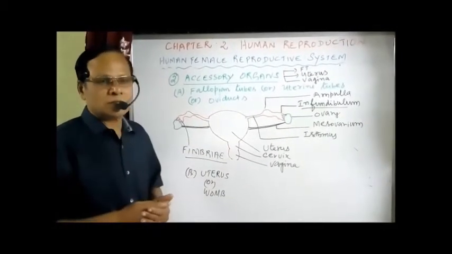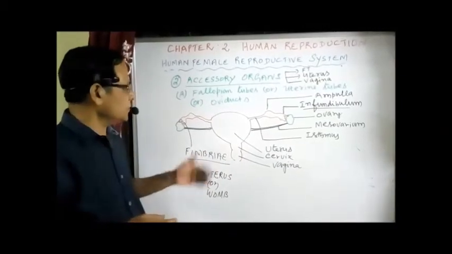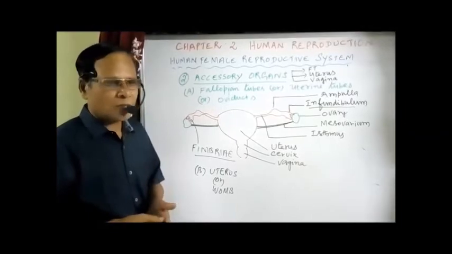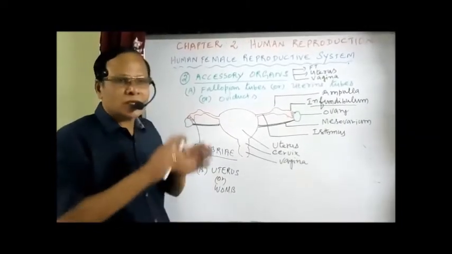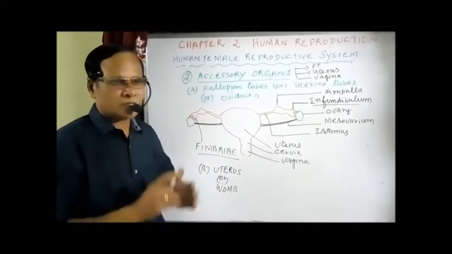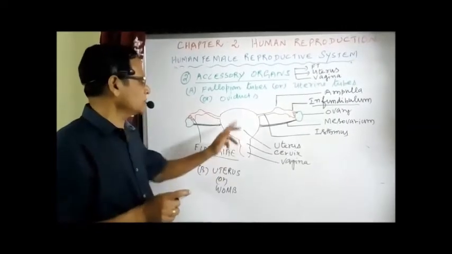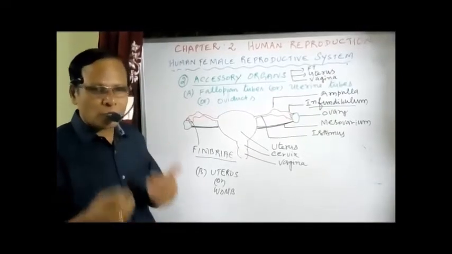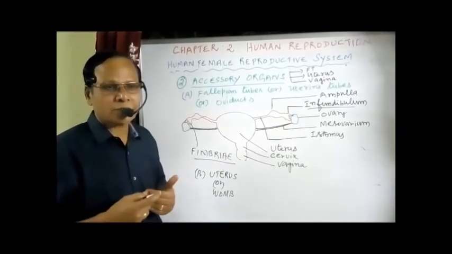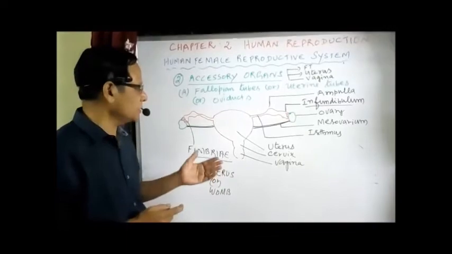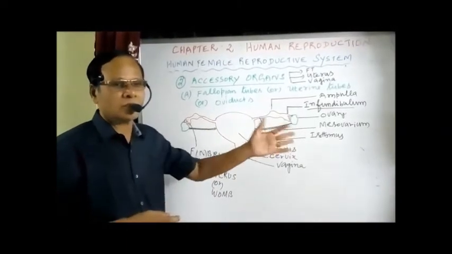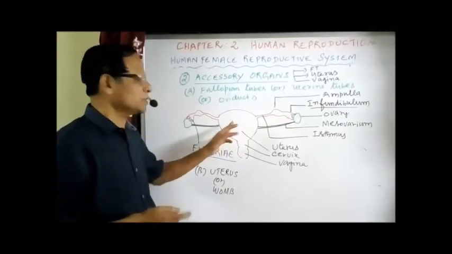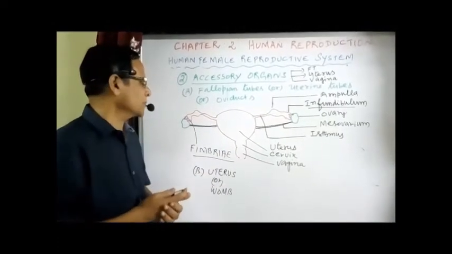So I repeat once again. The uterus is a hollow, muscular, highly vascular, inverted pear-shaped structure, just like an inverted cone, lying in the lower abdomen between the rectum and the urinary bladder. Location: between the rectum and urinary bladder in the lower abdomen. Highly muscular also. That is the uterus, an inverted pear-shaped structure.